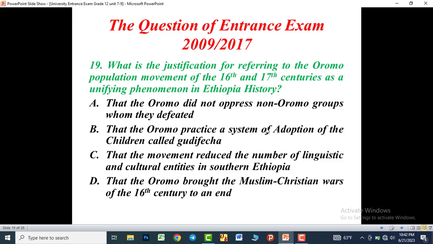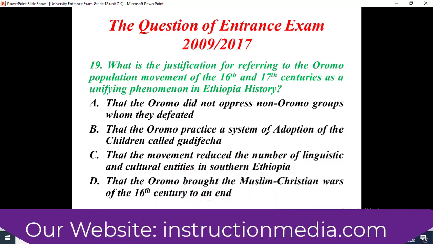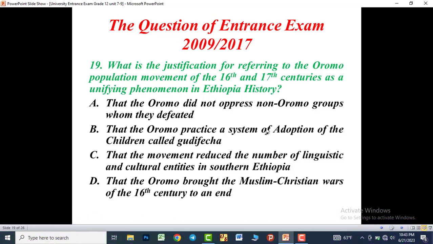Question number 19. One of the justification factors for the Oromo population movement is that it was a unifying phenomenon in Ethiopian history. One important Oromo institution which facilitated the process of expansion and which had a unifying goal was the process of adoption. The adopted community or individual shared everything equally with the Oromo and became Oromo. This was one of the very important factors for the unifying phenomenon of the Ethiopian regions among the Oromo. Based on this, question number 19 answer is B.